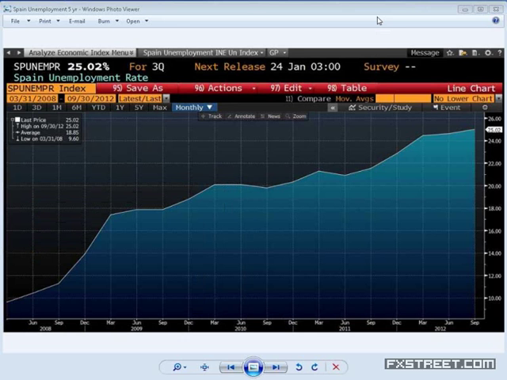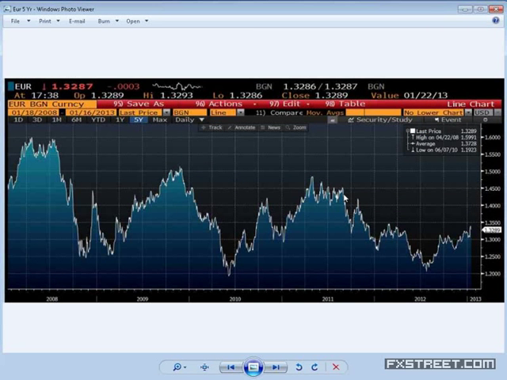So let me change screens here. Where's the euro? Here we go. We're talking about the euro. This is a 5-year chart for the euro. It's one that we're all familiar with. But there's an interesting fact of this.